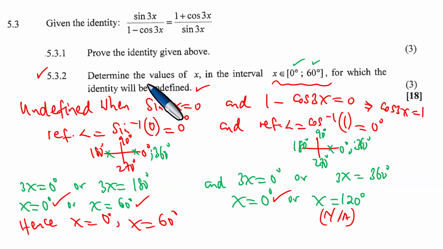These two angles are the ones for which the identity will be undefined. Any idea there? Any question, contribution, remark, anything to add now?